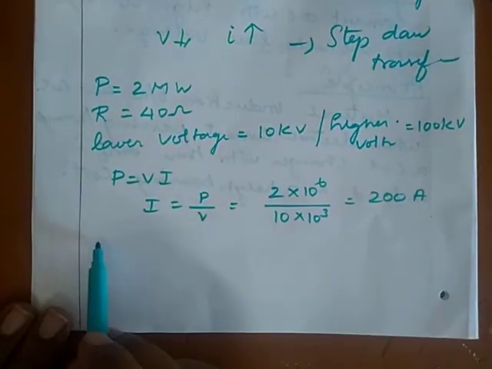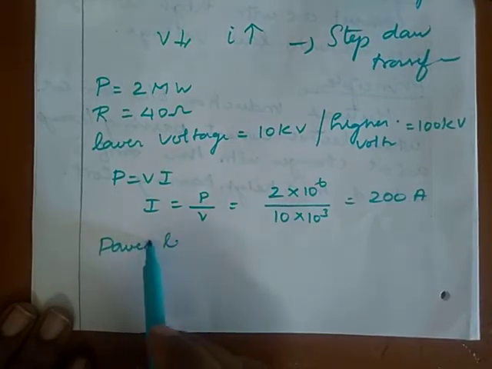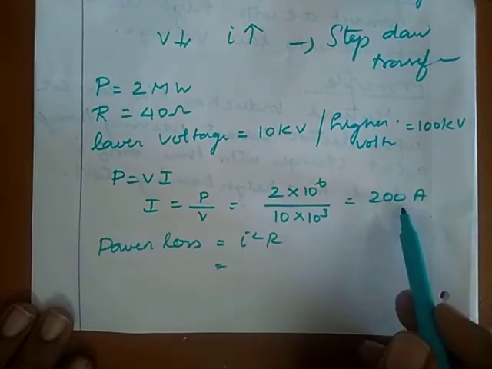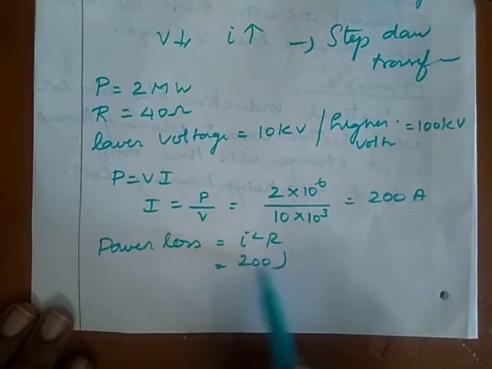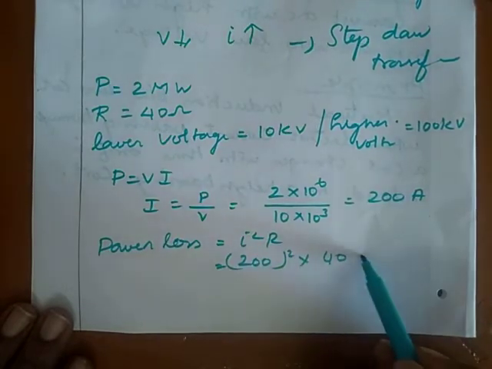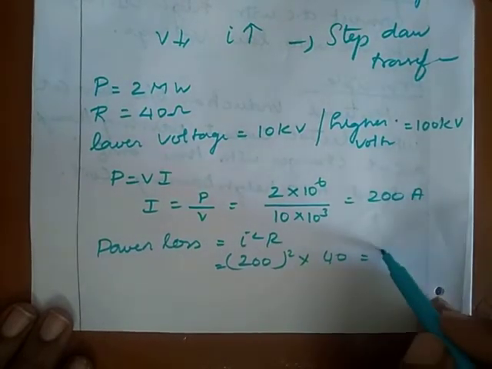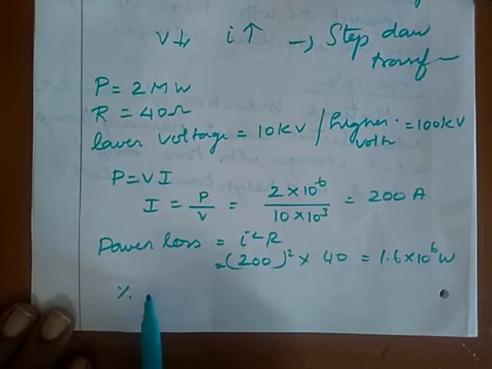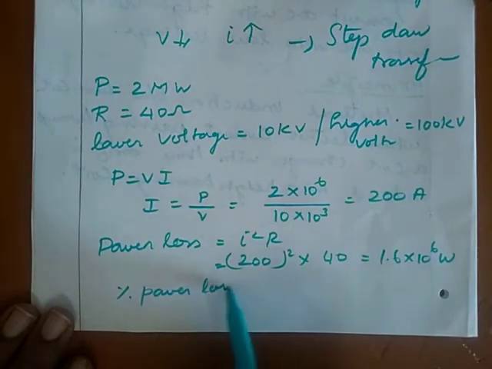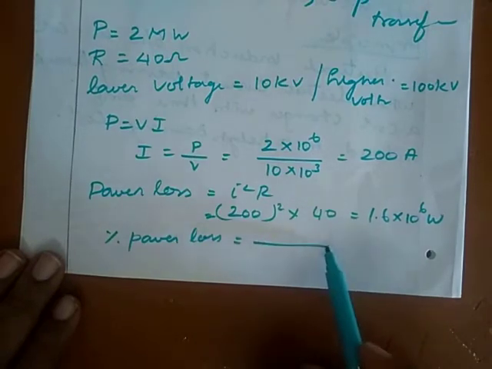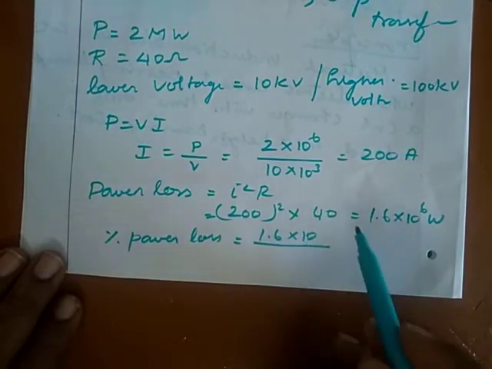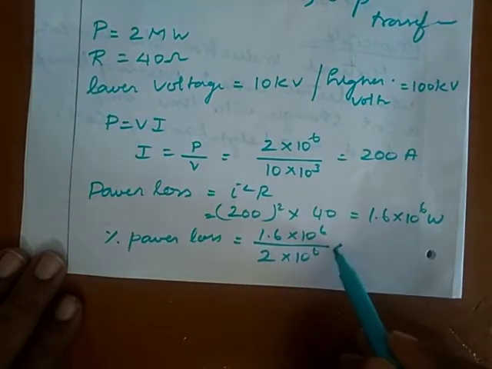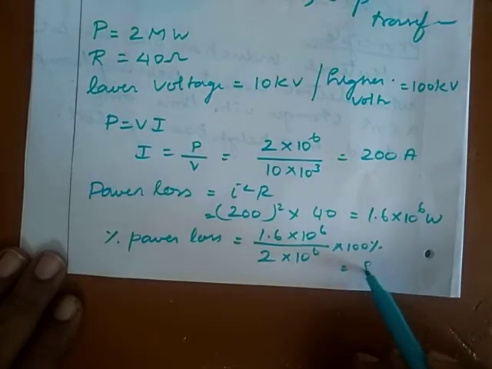Then the power loss, we know, is I square R. Here the current I is equal to 200, so 200 square into 40. Solving this we get 1.6 into 10 power of 6 watt. Okay, then let me see the percentage of power loss, that is equal to lost power, 1.6 into 10 power of 6, by applied power, 2 into 10 power 6. After solving this we get 80%.